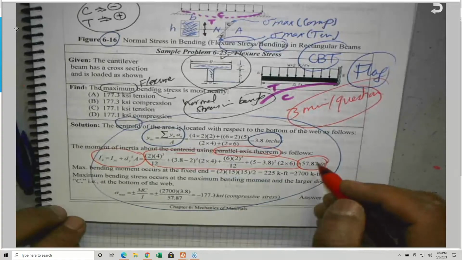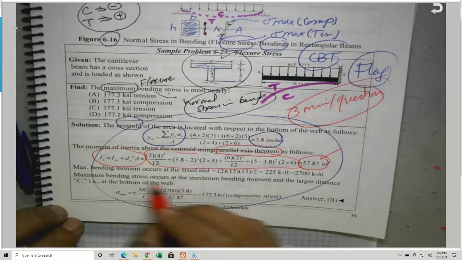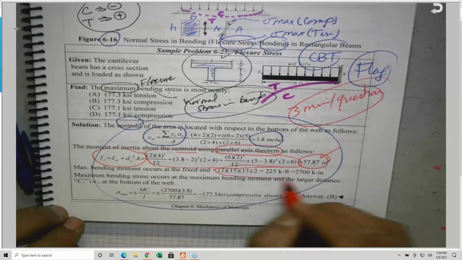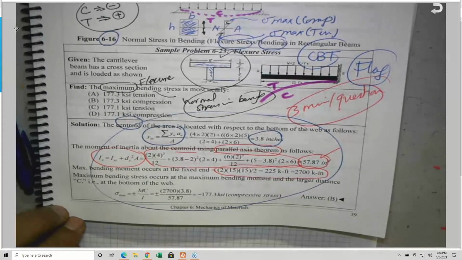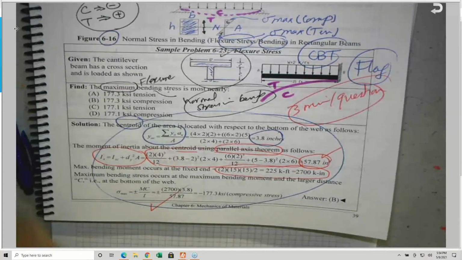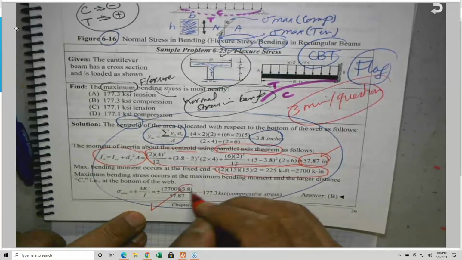So this is a moment of inertia. After that, I calculated the bending moment, exactly the same as we did before. Please look at that. This is the easy one. And after that, we apply the formula. And as you can see, what C did I use?